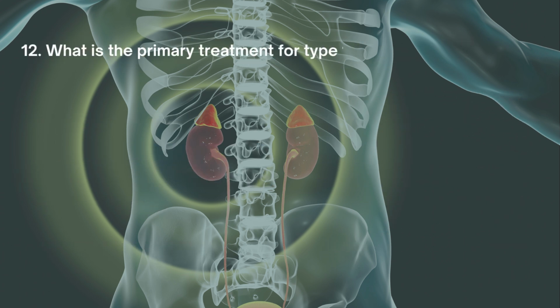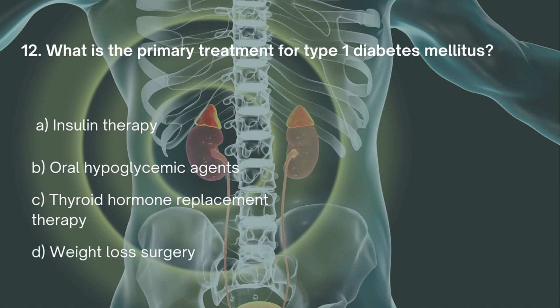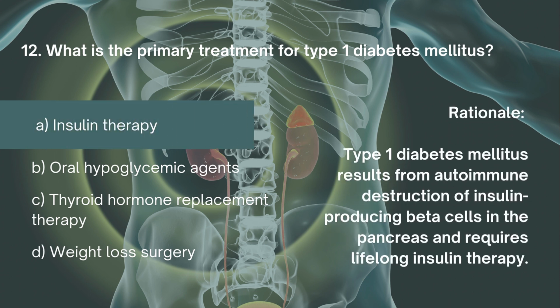12. What is the primary treatment for type 1 diabetes mellitus? A. Insulin therapy. B. Oral hypoglycemic agents. C. Thyroid hormone replacement therapy. D. Weight loss surgery. Rationale: Type 1 diabetes mellitus results from autoimmune destruction of insulin-producing beta cells in the pancreas and requires lifelong insulin therapy.